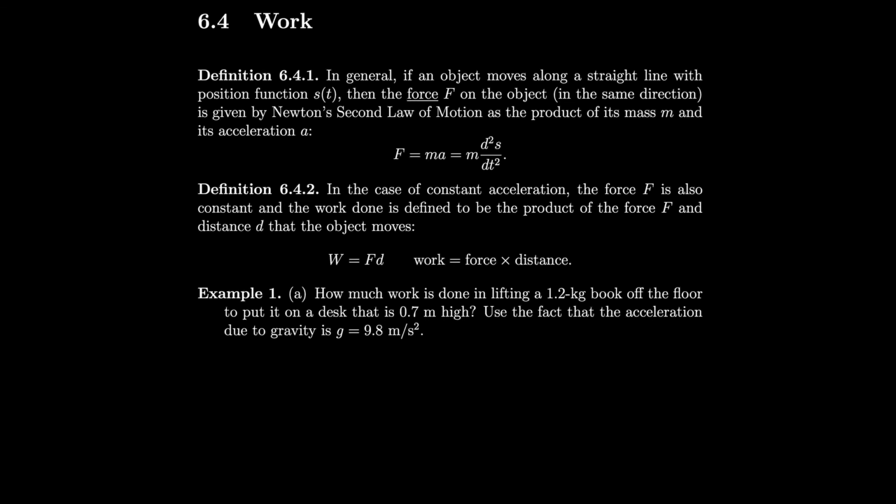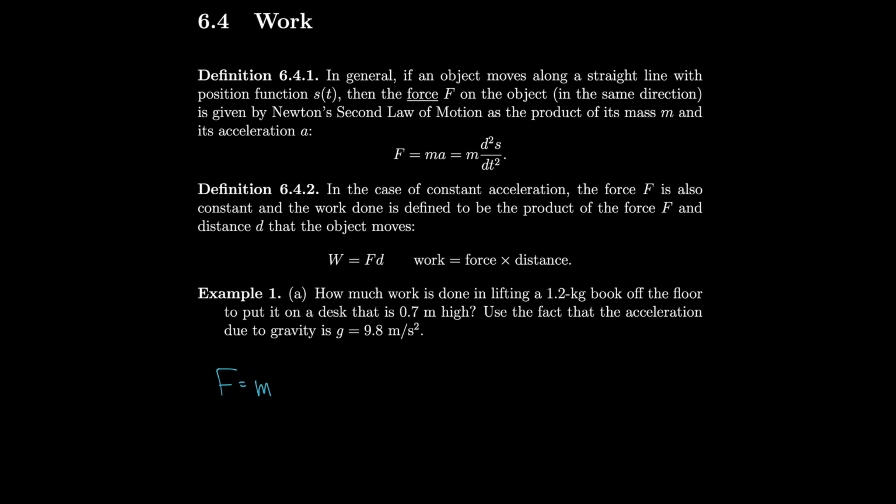Let's do an example. How much work is done in lifting a 1.2 kilogram book off the floor to put it on a desk that is 0.7 meters high? Use the fact that the acceleration due to gravity is g equals 9.8 meters per second squared. So we first have to figure out what our force is, and then we can figure out what the work is. So force equals mass times acceleration.